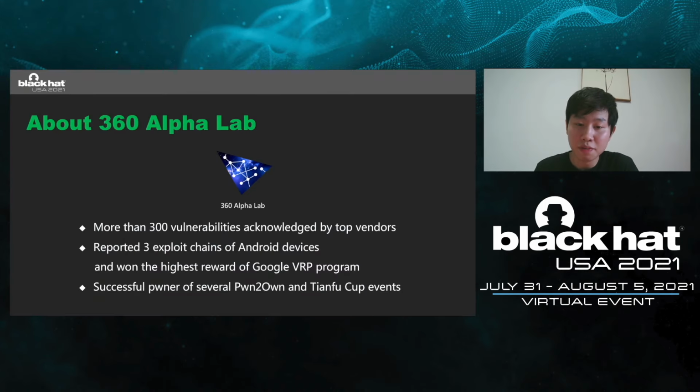First, let me give a brief introduction to our team. 360 Alpha Lab mainly focuses on mobile security, including TrustZone, kernel, and applications like browsers. We have reported more than 300 bugs to top vendors, including 3 exploit chains of Android devices, and won the highest reward of the Google VRP program. Our team also successfully pwned many targets in Pwn2Own and Tianfu Cup contests.